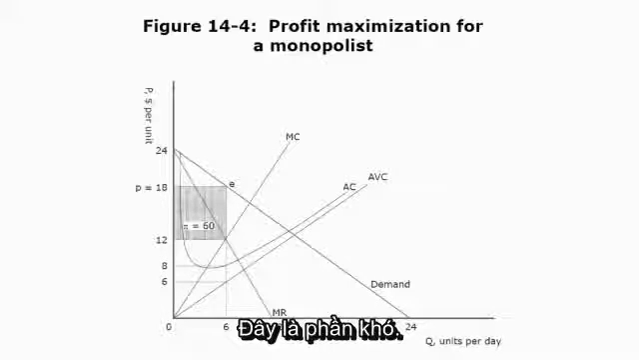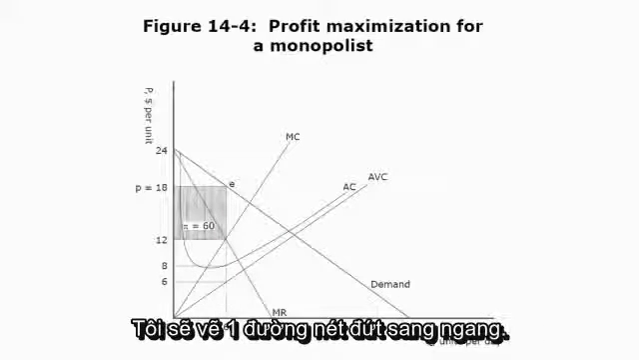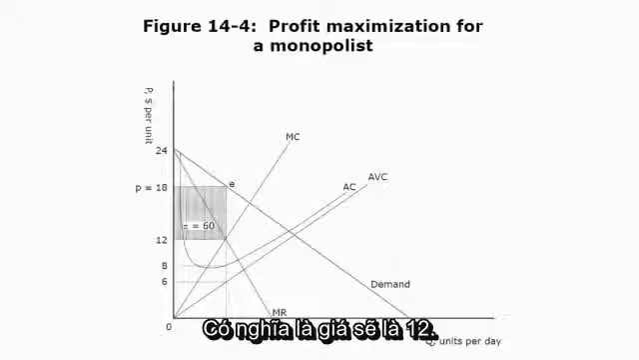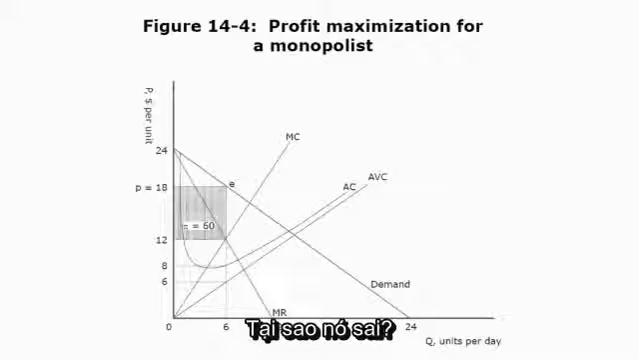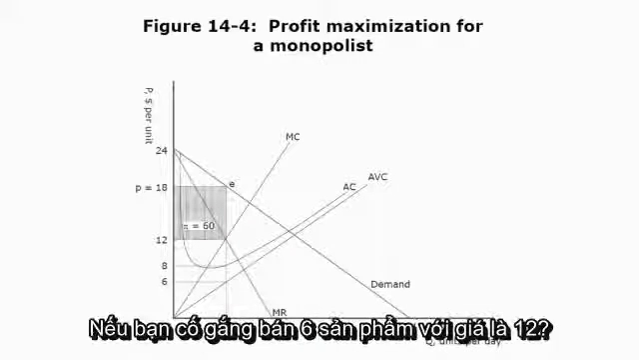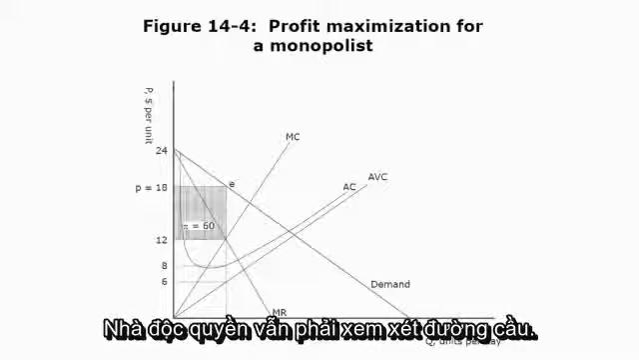Here's the hard part. What's the price? Well, you might say, gee, marginal cost and marginal revenue intersect at 6. I'm going to draw the dashed line over. That means the price is going to be 12. Why can that not be the price? Why is that wrong? What would that violate if the price was 12? If you tried to sell 6 at a price of 12? Yeah. It's not on the demand curve. The monopolist still has to respect the demand curve.